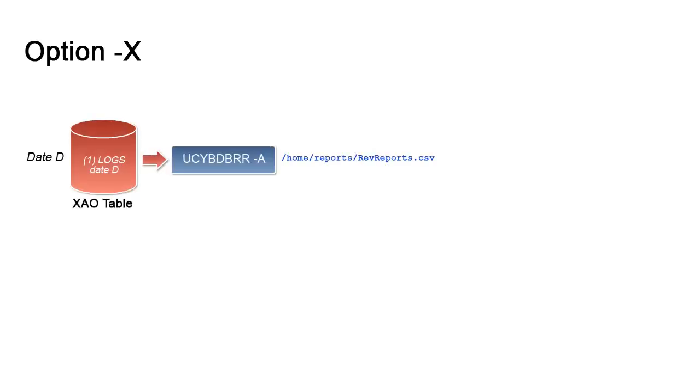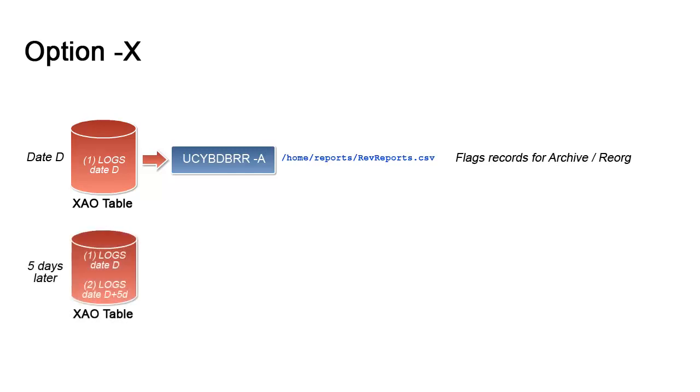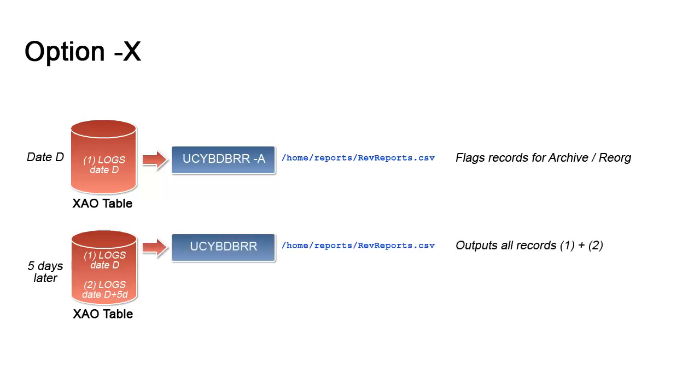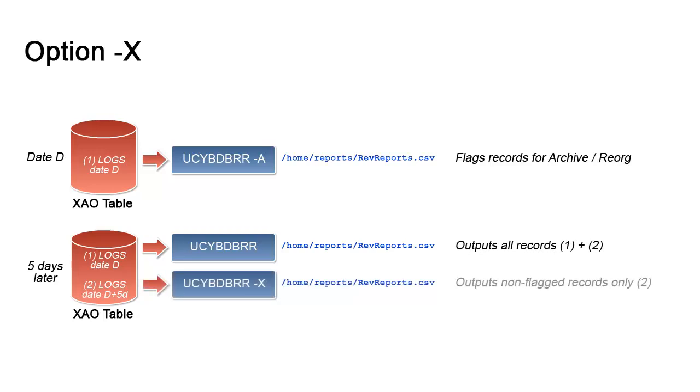The -X option selects records that aren't flagged with the archive flag. Let's imagine the following scenario. On date D, we output a report with a -A option. Those records are flagged. Over the following 5 days, more object audit records accumulate. Assuming we haven't reorged and unloaded, a standard revision report produces the initial pre-date D datasets plus the new datasets. The -X option will produce a report that only contains the records post-date D.